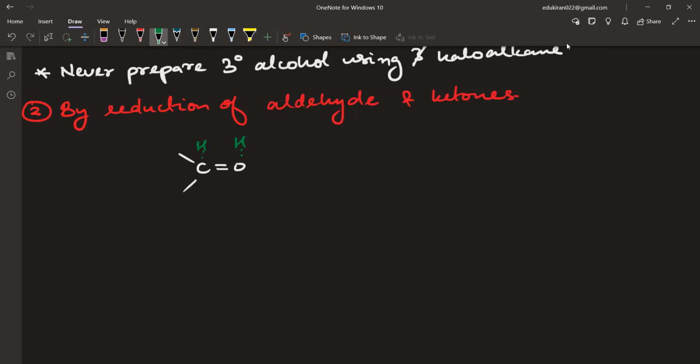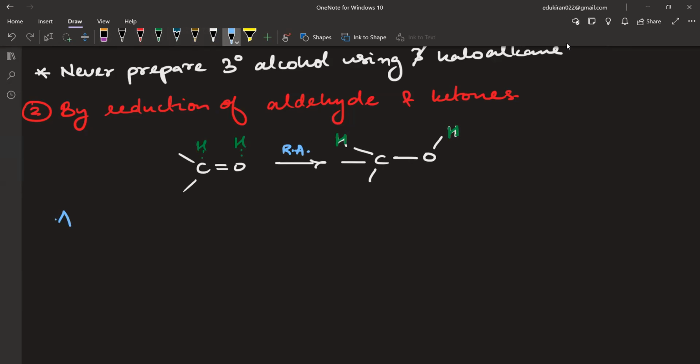Addition of hydrogen is what is known as reduction. If I do this, I will be getting carbon with one hydrogen that we are getting from the reducing agent. There will be oxygen, and this oxygen will also be getting one hydrogen atom like this, right? So this is how we are going to prepare. We are going to use any reducing agent.